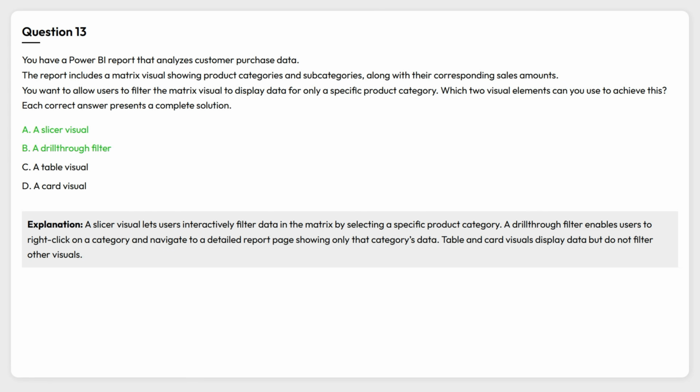A slicer visual lets users interactively filter data in the matrix by selecting a specific product category. A drill-through filter enables users to right-click on a category and navigate to a detailed report page showing only that category's data. Table and card visuals display data but do not filter other visuals.